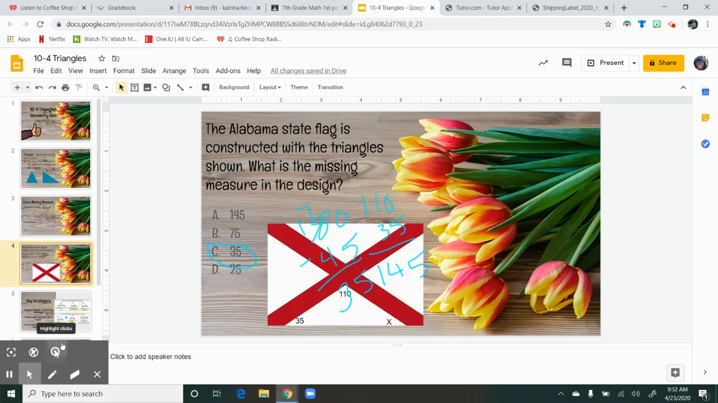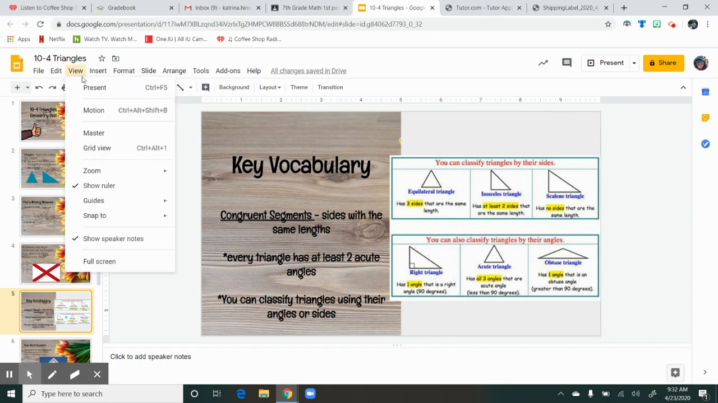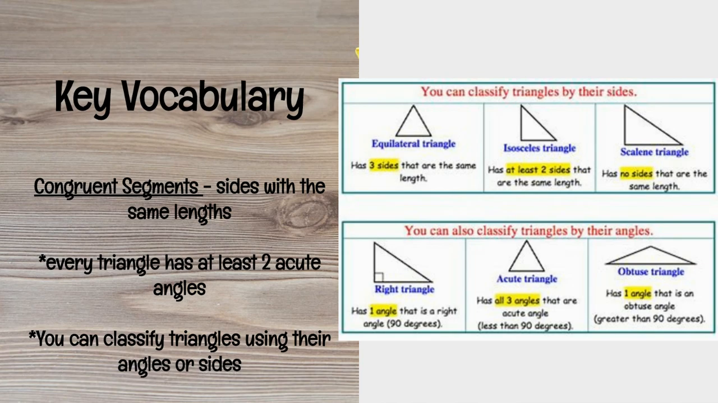Looking at these next couple of slides is when we're going to start getting into classifying triangles. So classifying shapes, some key vocabulary on this. A congruent segment just means that they have the same length. So if you see the word congruent, that means they're the same or that they are equal to one another. A couple other notes just on this slide: every triangle has at least two acute angles. We're going to talk about that in a second, what that actually means. And then that little bottom note is how you can classify triangles.